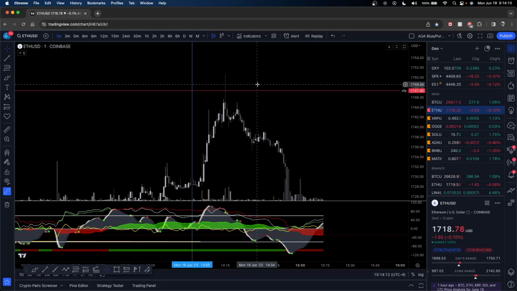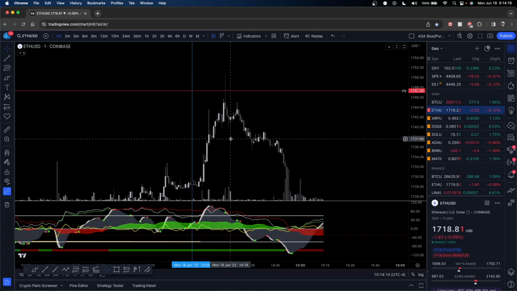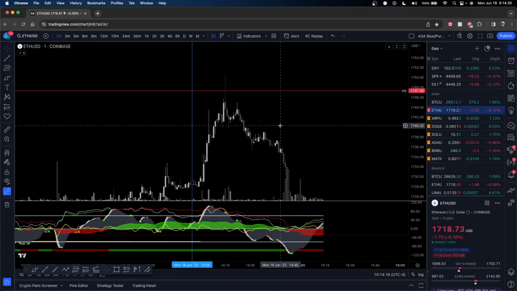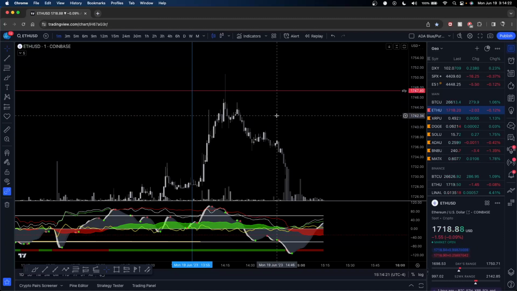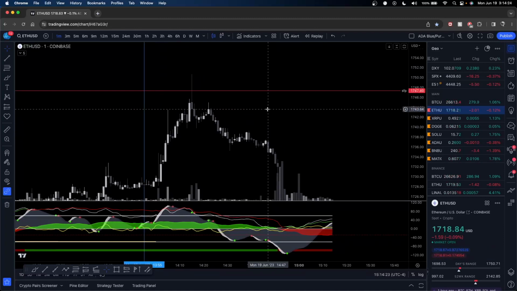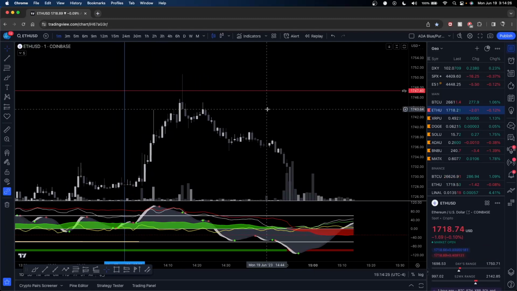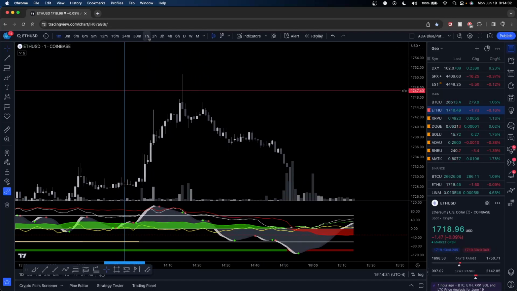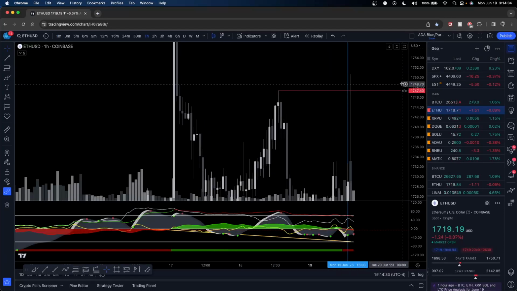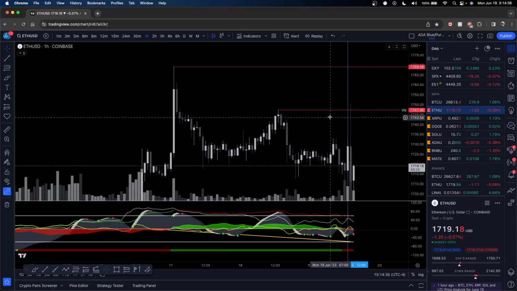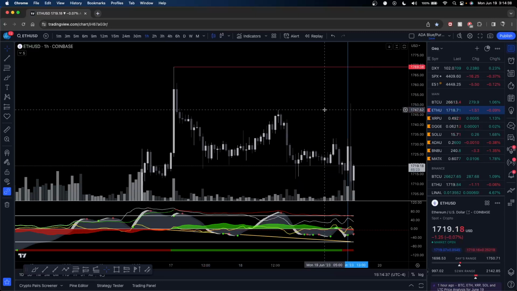But anyways, we're looking for divergences, and we're looking for the strong rejection. Now, there are 2 ways that you can enter this. The first way is anticipating your SFP on a larger time frame and front-running it. So let's go on the 1 hour now. Forget the 1 minute because it's not the best example.